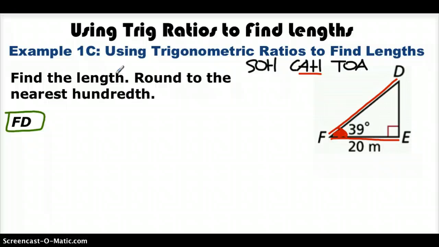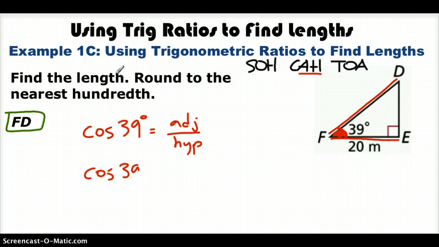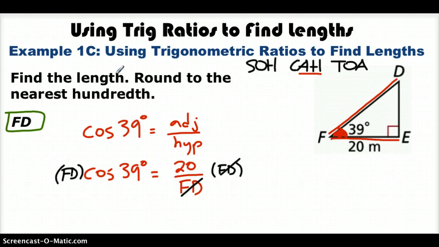So we're going to say that the cosine of 39 degrees is equal to the adjacent over the hypotenuse. The adjacent side is connected to the vertex, so that's 20. The hypotenuse here is FD, that's what they want. Now we're just going to move things around using inverse operations to find our answer. I'll multiply both sides by FD to start. We can also use the cross products property here as a reminder. It's basically what we're doing anyways.